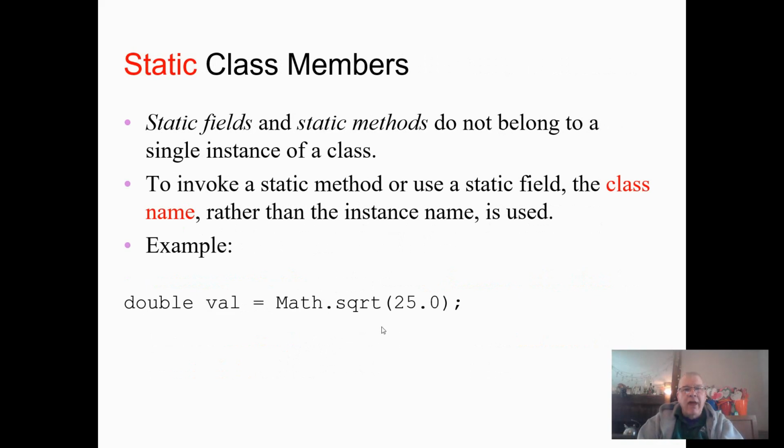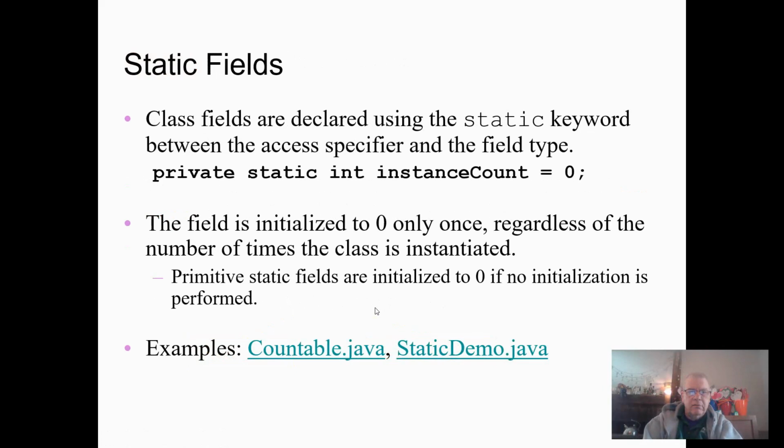On the other hand, you have static fields and static methods. They do not belong to a single instance of a class, they belong to the class itself. So to call a static method, you use the class name, for example, Math.squareRoot. The static field is the same idea. It is owned by the class, not any specific instance.